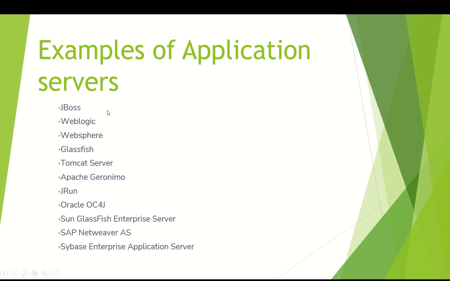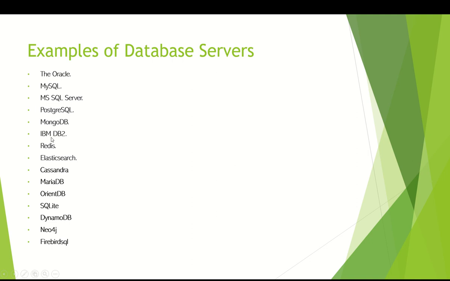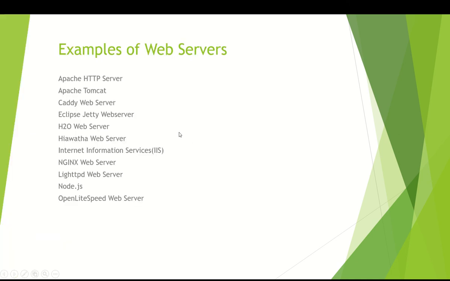Examples of application servers are WebLogic, JBoss, WebSphere, Glassfish, and Tomcat. These are some of the examples of application servers. Database servers: the most popular are Microsoft SQL and Oracle, and there are others like IBM DB2. And web servers are like Apache HTTP Server and Tomcat server. These are all examples of web servers.